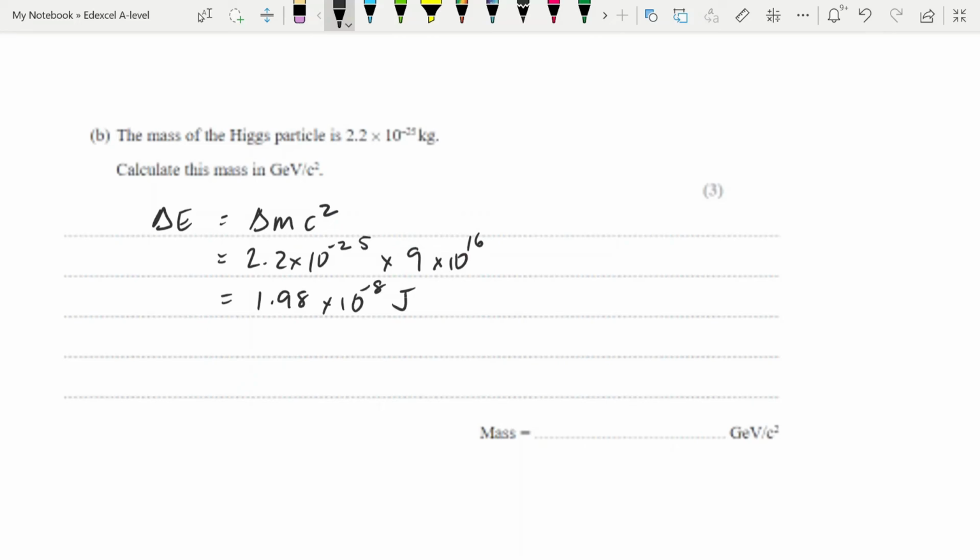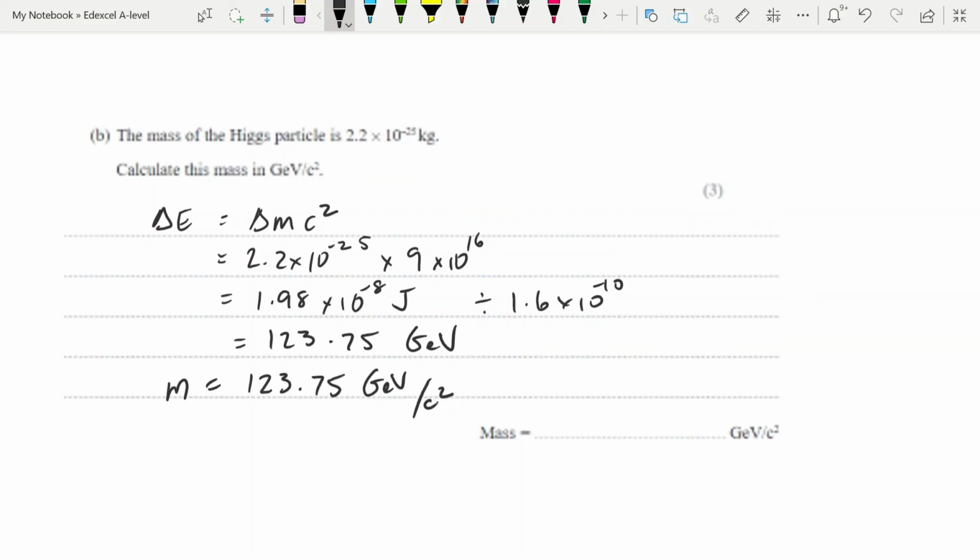Now we need to convert that into gigaelectron volts. Giga is 10 to the 9. We know that 1 electron volt is 1.6 times 10 to the minus 19 joules. So we're just going to divide by 1.6 times 10 to the minus 10, because that's going to be the gigaelectron volts equivalent, and we get 123.75 gigaelectron volts. So we're saying that 2.2 times 10 to the minus 25 kilograms is that much energy. In other words, this mass in gigaelectron volts per c squared is exactly the same.